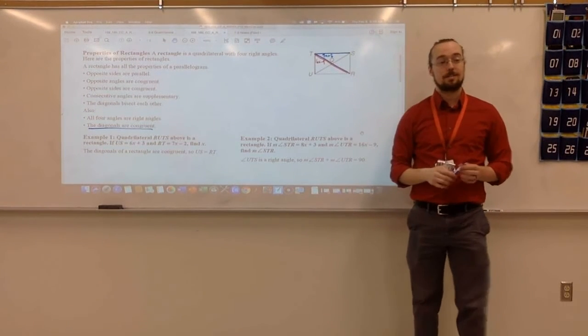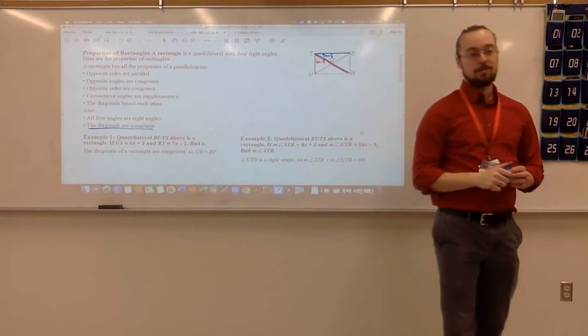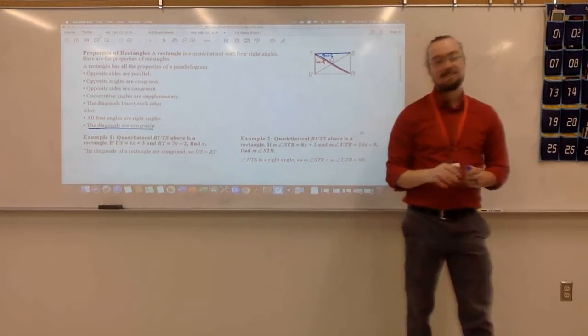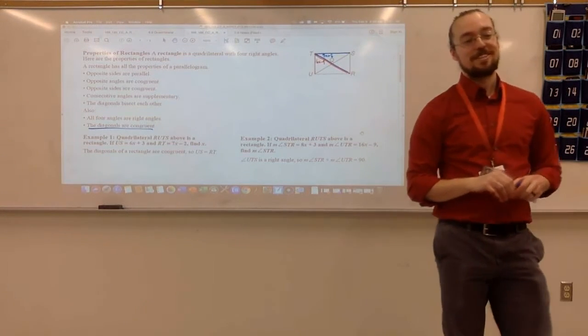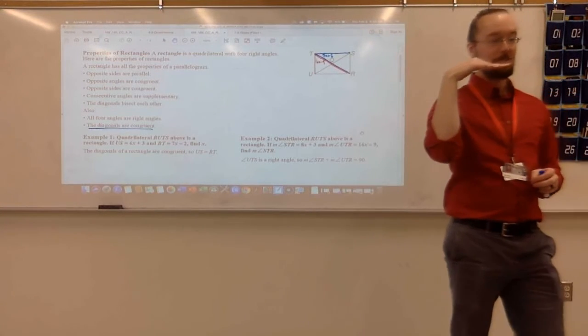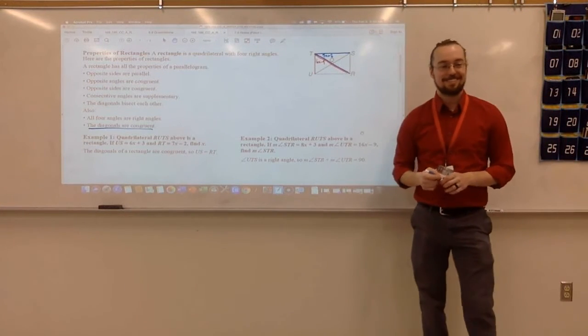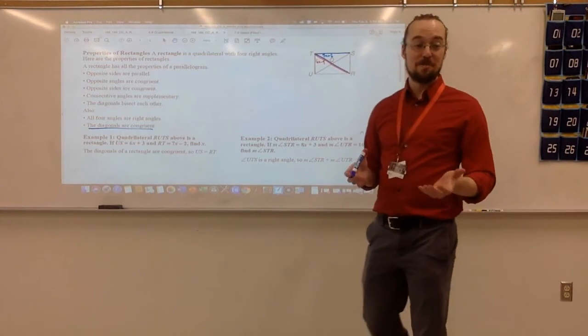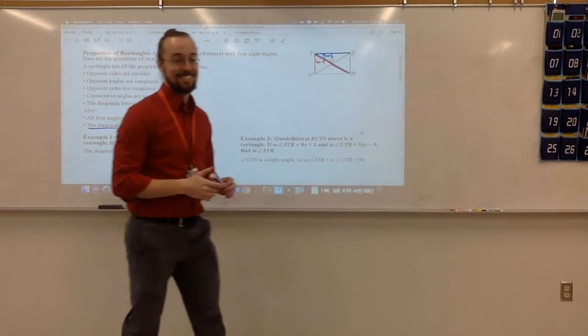What's your fancy word for equal and 90? Complementary. So remember, complementary, 90 degrees. It's weird. It's dumb, but it helps you remember it.